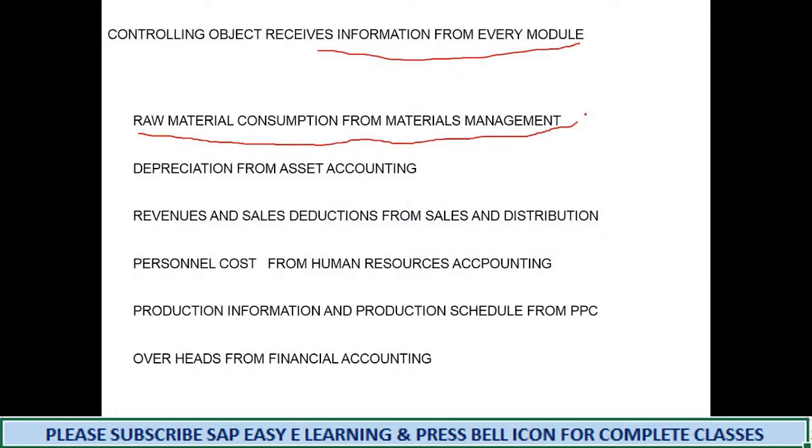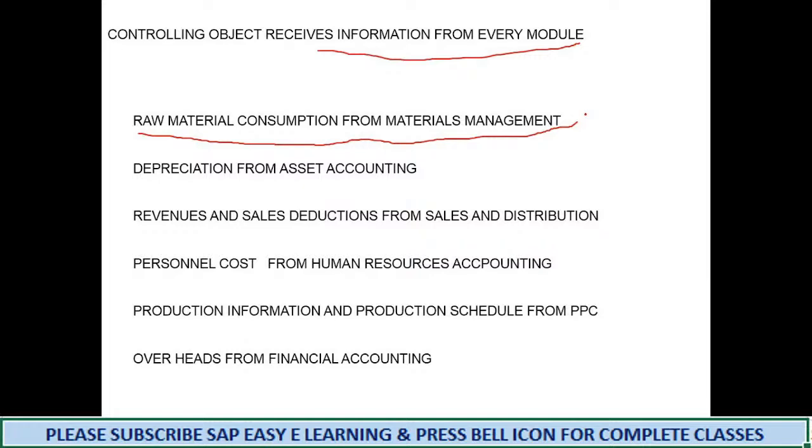So from the general ledger, the raw material consumption is taken to controlling. What is the original birthplace of this raw material consumption? Materials management. From materials management, the raw material consumption is posted to the general ledger. From the general ledger, that is taken to controlling. That's why we say that the raw material consumption is taken from materials management.